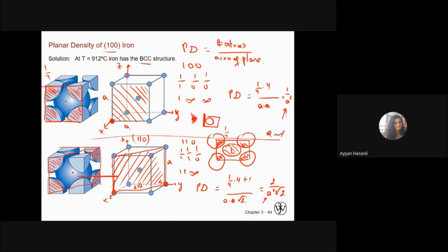B is R. For BCC crystal structure, we have done it in previous lecture again. 4R would be equal to this, so you can do replacement if required.